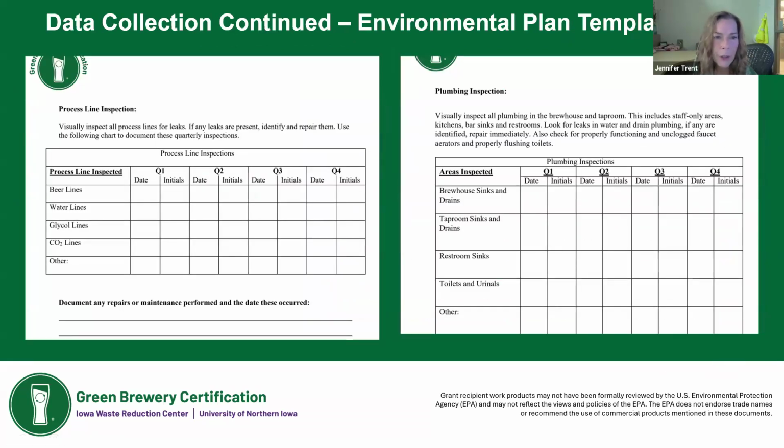Okay, so this is the process line inspection and the plumbing inspection pages. This environmental plan template is really useful and very simple for them to fill out. On the checklist, you'll notice this is worth a lot of check marks. It's really beneficial to hook to a clipboard and put near, for example, the HVAC maintenance, right next to the HVAC, so people who work at the brewery have easy access to the documents. This has gone over really well for us.